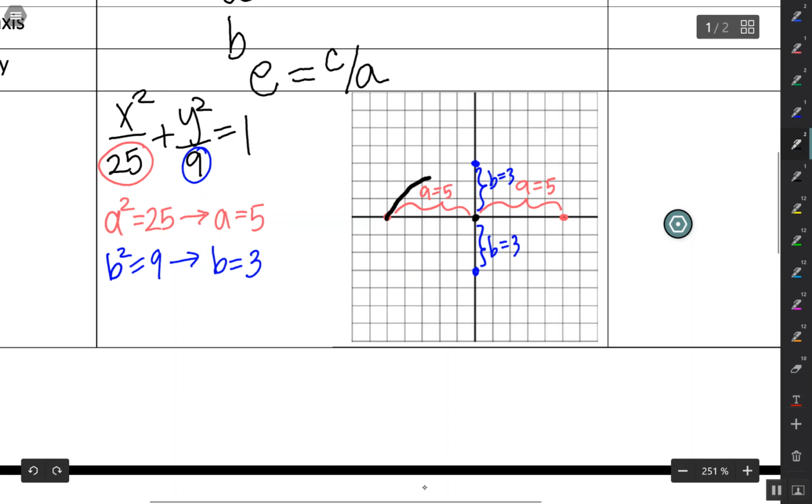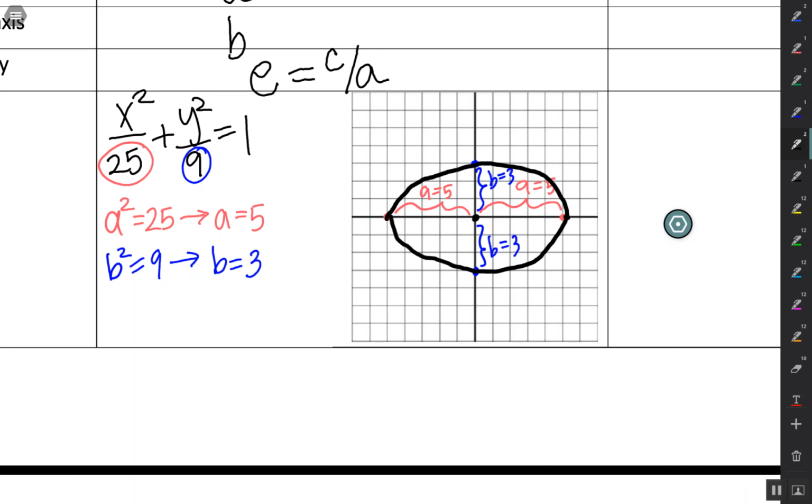Kind of connect those 4 points into the sad football shape. I can never draw this very well. It's even harder on a computer. Don't worry about making it perfect, okay? So that's what it looks like, but we still have to find the foci.